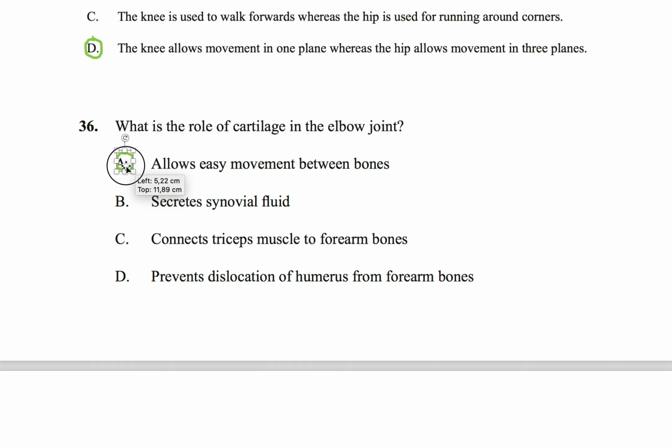So I'd say this is the answer so far, but let's check the rest. Secrete synovial fluid. Nope. I told you cartilage does not secrete synovial fluid. Other cells on your bones do that.